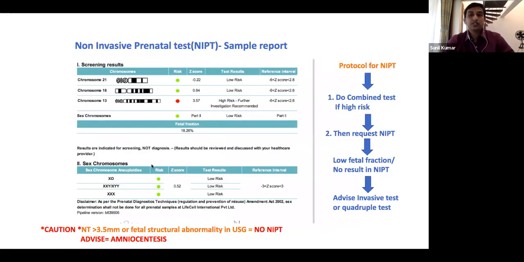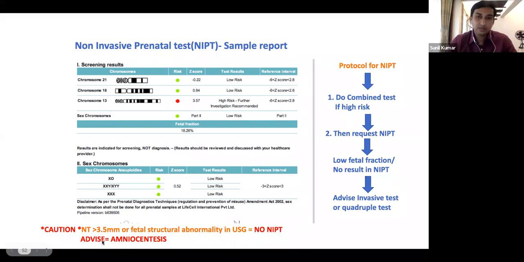See how to go about this NIPT. Here, this is how the report of NIPT comes. Okay, see this. Chromosome 21, 18: low risk, low risk. For 13, high risk. Further investigation recommended. This is what it shows. First do the combined test. If the risk is high, then request NIPT. There may be low fetal fraction or no result in NIPT, then it becomes an inconclusive study. Then advise an invasive test or quadruple test in such a case.